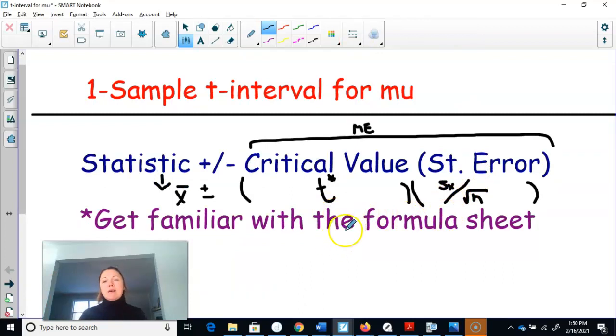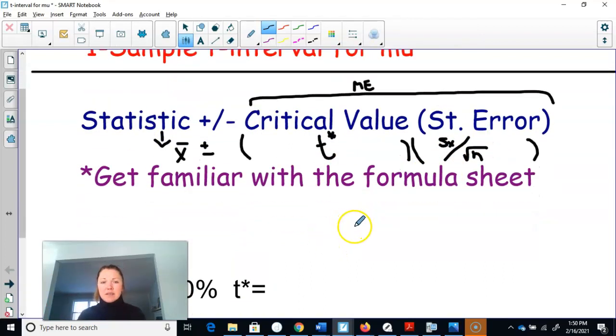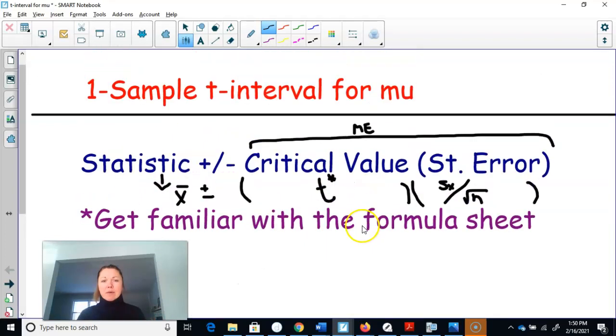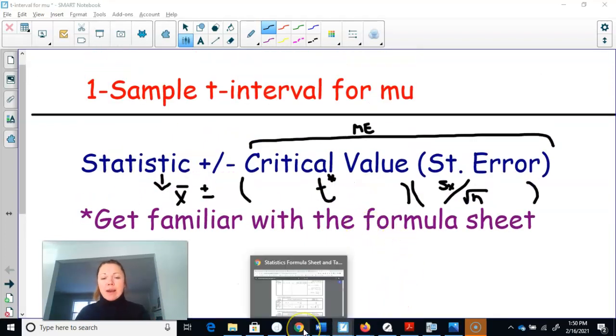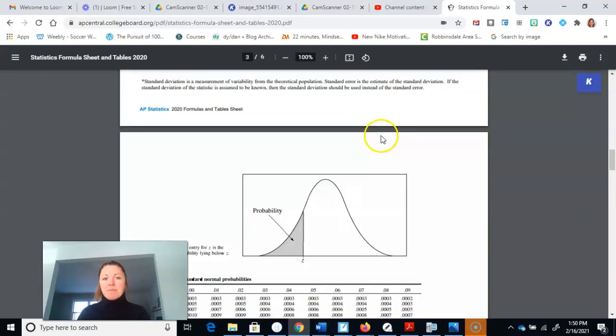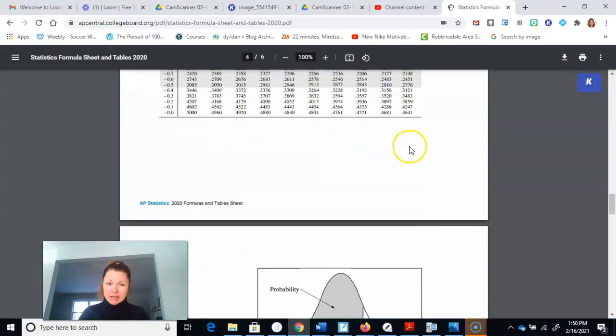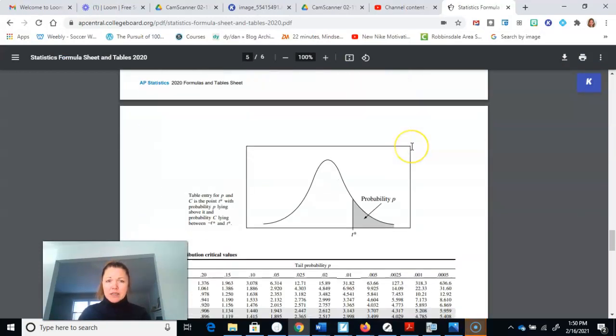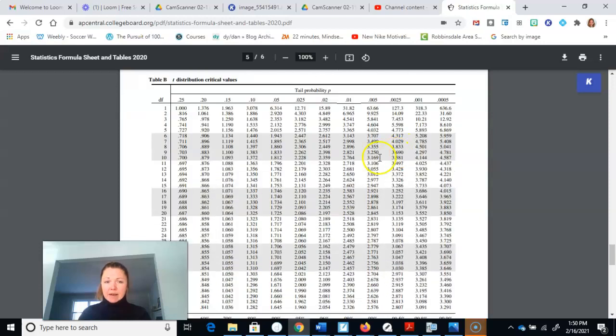Now I want you to also get familiar with the formula sheet on how do I find this t star. So we're going to practice, okay? Let's go ahead and go back and look at the formula sheet. Let's first talk about where our z stars are. Our z stars are on table B again.